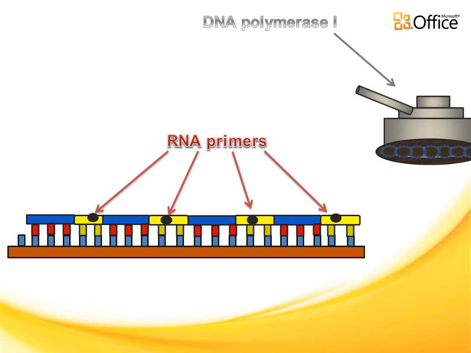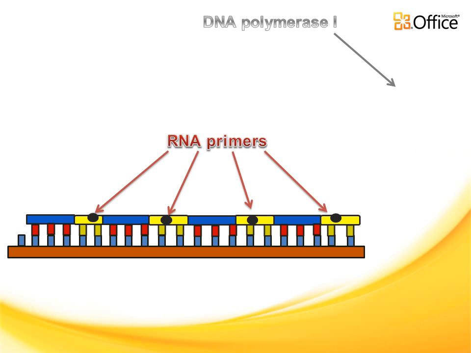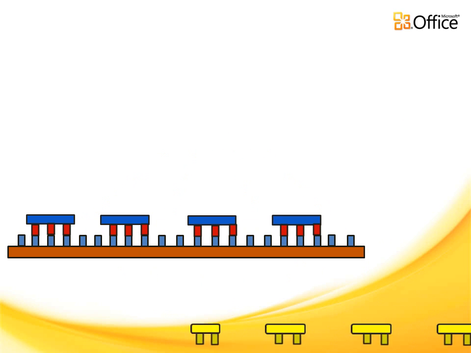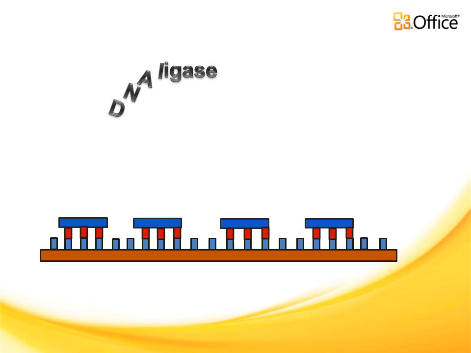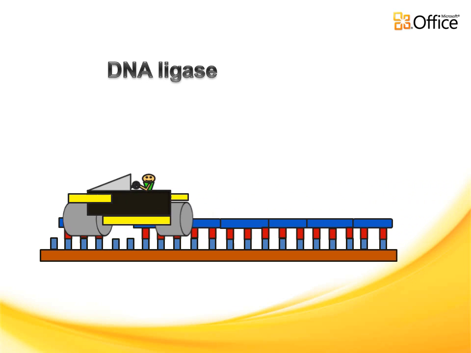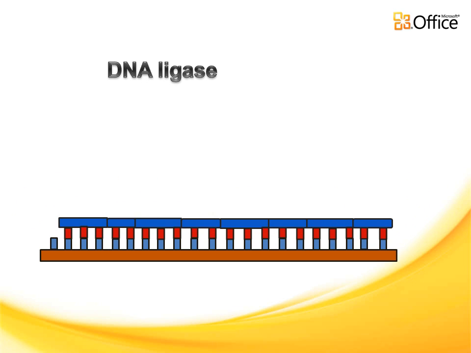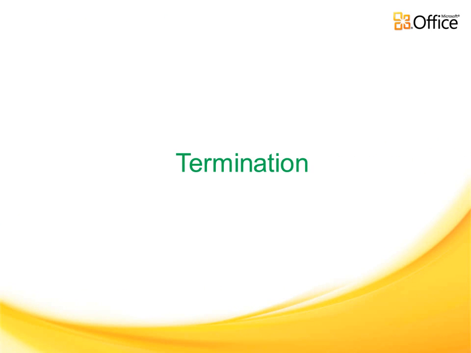DNA polymerase I removes each RNA primer from the newly synthesized strands. DNA ligase connects the Okazaki fragments to create the whole complementary strand. The final stage of DNA replication is termination.